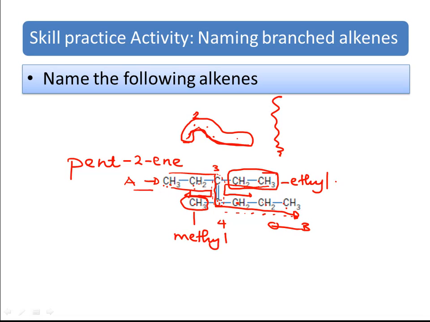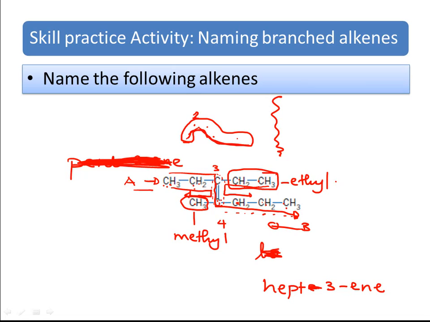Now, having done this, what do I need to do? I need to put the name together. Let me just scribble that out because it's from the previous one. It might confuse you. So this one, 7, it's hept. So my principal name is going to be hept. I'll write it here. And the position of the double bond is 3, hept-3-ene.